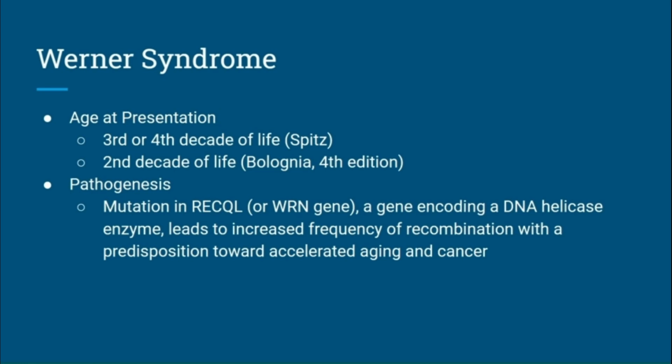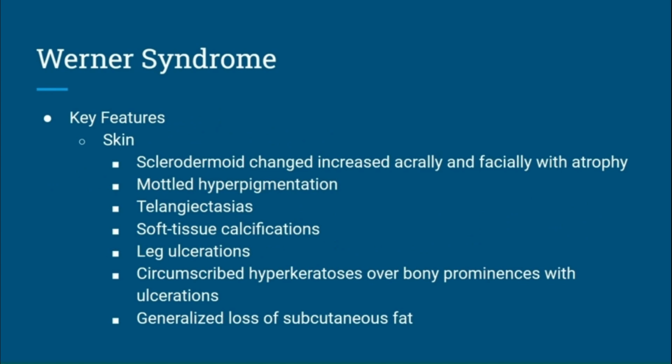The mutations in the RECQL gene encode the DNA helicase, which defects in that lead to increased frequency of recombination with predisposition towards accelerated aging or cancer. You'll notice that there's sclerodermoid changes, just like the last one, mottled hyperpigmentation, just like the last one. You might notice soft tissue calcifications and leg ulcerations, which is a little more unique to this disorder.